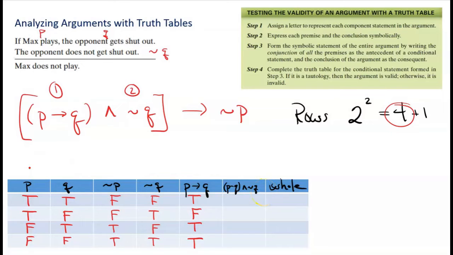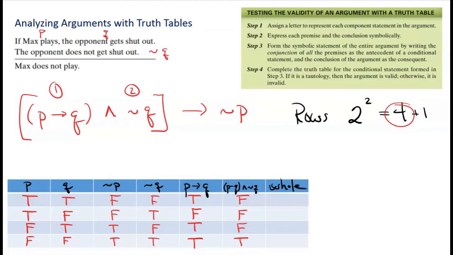Okay, so I'm doing an and. P implies Q right here, and then not Q, which happens to be right next to it. That's convenient right there. Ands are only true when both statements are true. So the first one, false true, is false. True false is also false. False true is false. True true. The last row is the only true statement in the mix.